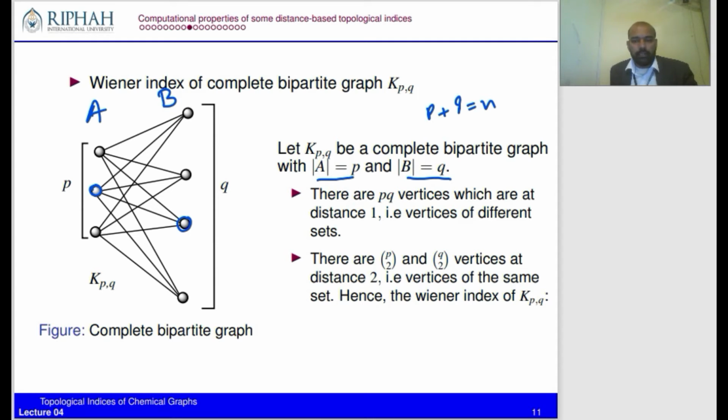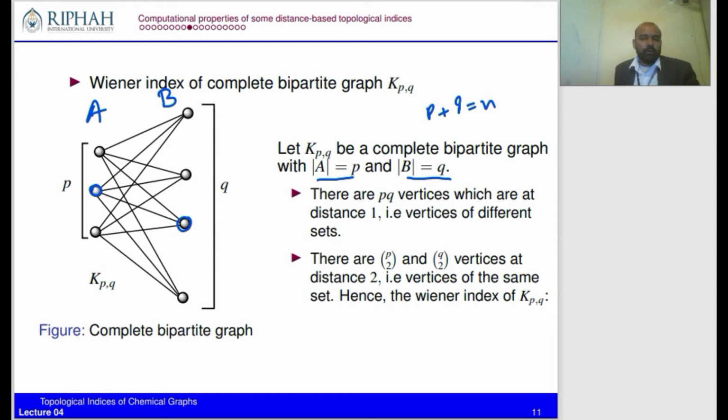Observe that there are PQ pairs of vertices which are at distance 1, because there are P vertices in A and Q vertices in B, and every vertex of A has distance 1 from every vertex of B. So that's why there are PQ pairs at distance 1.